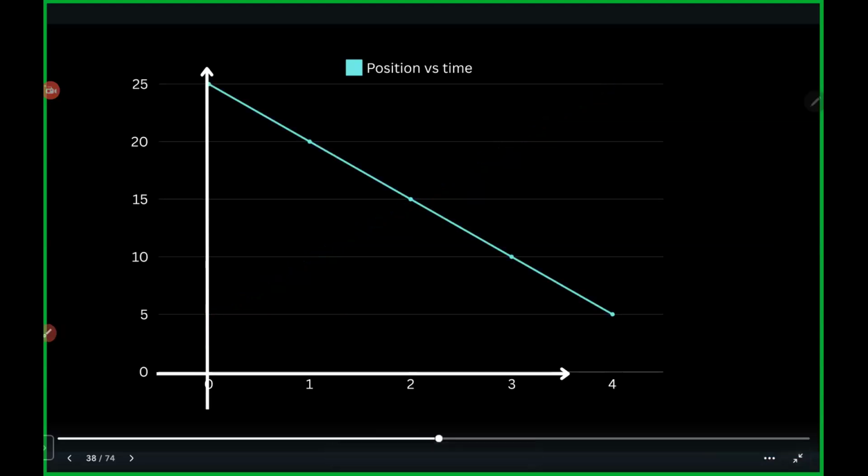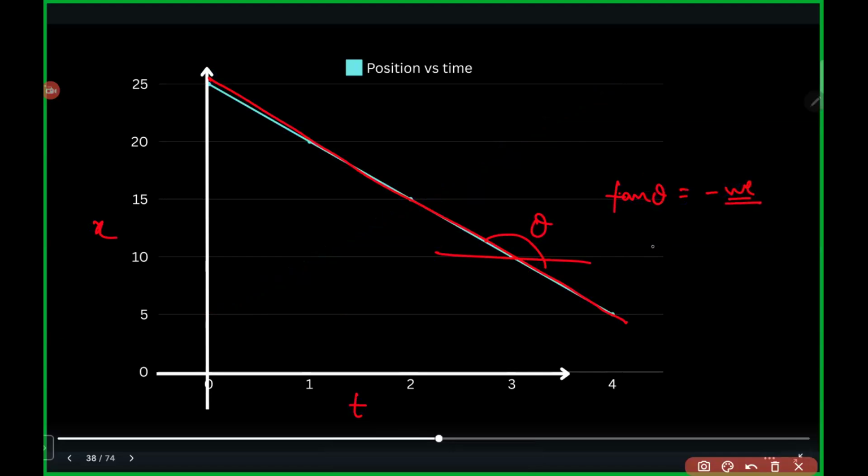This is also a position versus time graph. But in this case, you can see the position of the particle is decreasing with time. So you can say this is the theta with the x-axis, and tan theta is going to be negative, right? Means velocity is going to be negative. Means as the time increases, position will decrease.